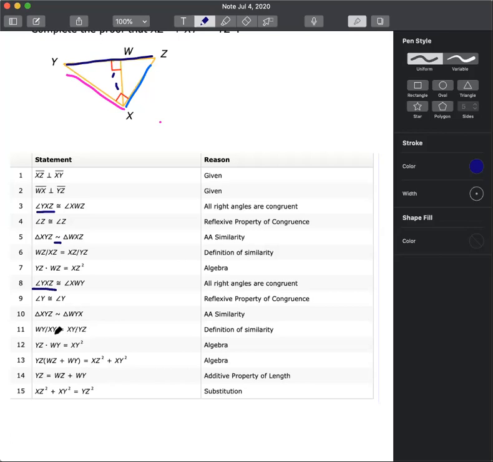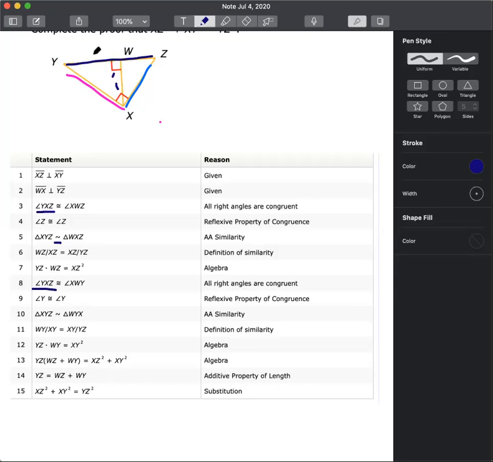Definition of similarity is the next one. We already covered algebra, and then additive property of length. So we got yz right here, this blackish line, and then we have wz, which is here, plus the rest of that length.